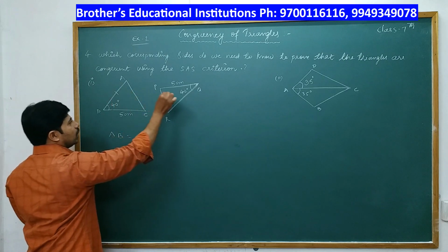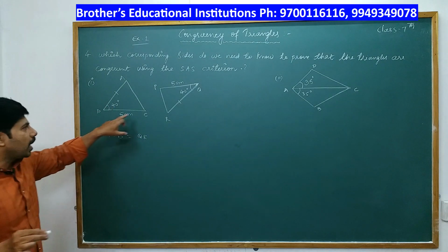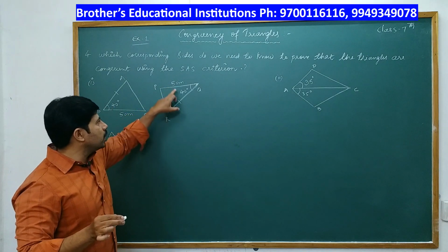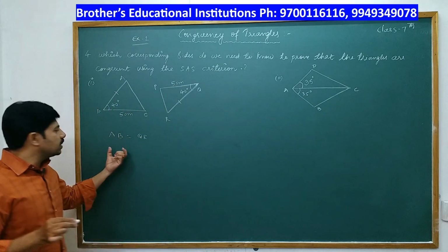AB is equal to QR because the angle should be included between the two sides. So already this side is given to us with respect to this. So AB is equal to QR is the answer for this.